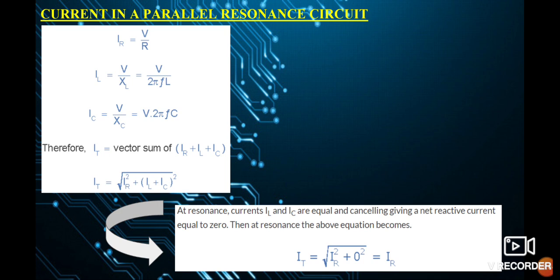So under resonance condition for a parallel resonance circuit, the maximum current, or the whole current from the supply, will pass through the resistance only.